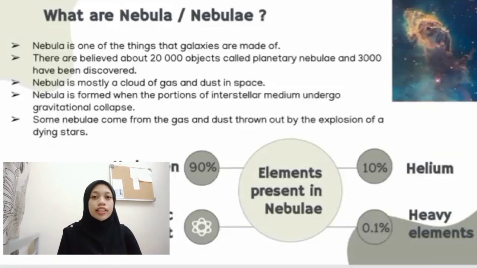As you already know, a nebula is like a cloud of gas and dust, but how can it glow with rich color and become one of the most beautiful objects in the universe? Before that, you have to know that there are four main types of nebula. The first one is planetary nebula, then reflection nebula, emission nebula, and absorption nebula. The glowing clouds in space are called emission nebulae.